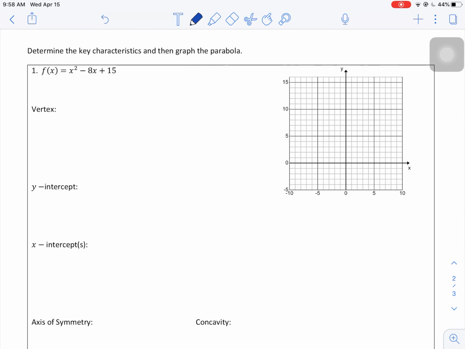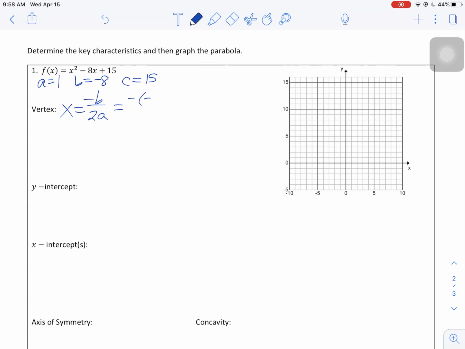So for your vertex, you want to do the x-coordinate first, which is the same as the axis of symmetry. So that's x equals negative b over 2a. You want to have that memorized. We're not going to give that to you on a formula sheet or anything. You have to know that off the top of your head. Let me backtrack a second and jot down the a, b, and c values. So a is the number in front of the x squared. So since there's nothing there, it's an invisible 1. B is the number in front of the x. C is the constant in the back.